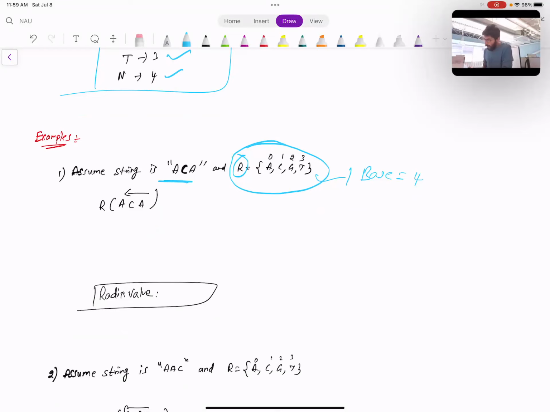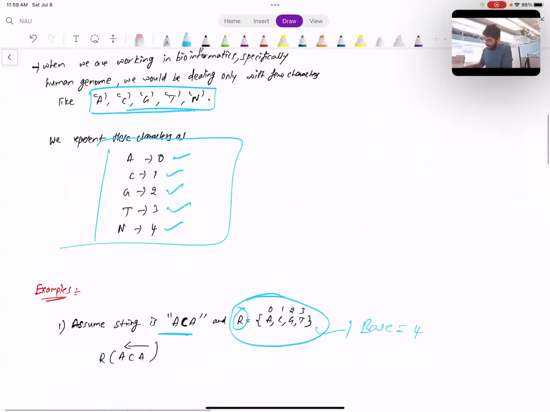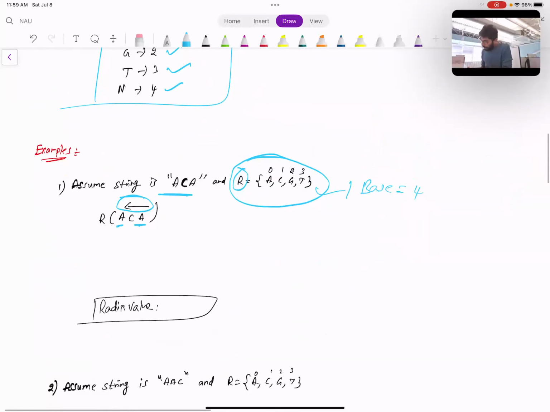Now I'm taking the string ACA and I want to generate a radix value. Now here in the formula, it is very clear. What we said: start from the nth character, that is the last character, and come till 0. So what does that mean? You start considering characters from the last character till the first character. That's the reason this arrow indicates that you start from this A and go till this A. Correct?